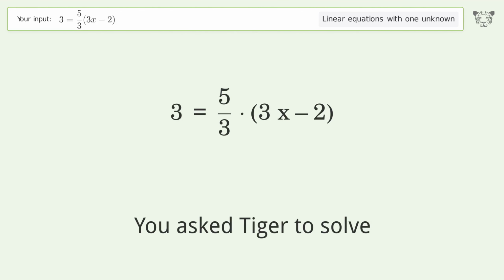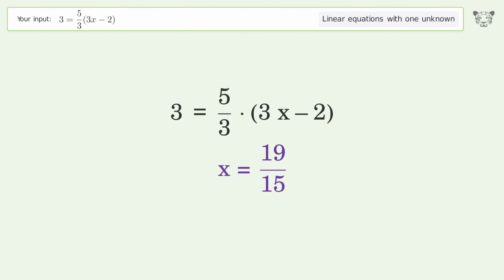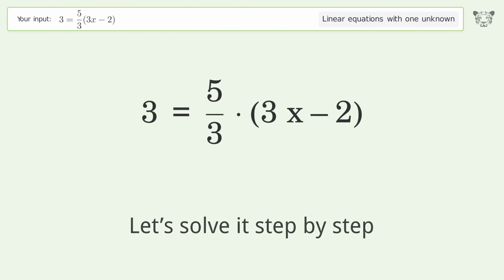You ask Tiger to solve. This deals with linear equations with one unknown. The final result is x equals 19/15. Let's solve it step by step.